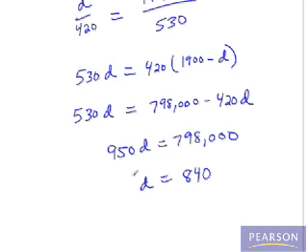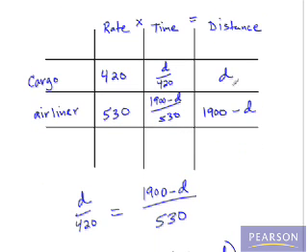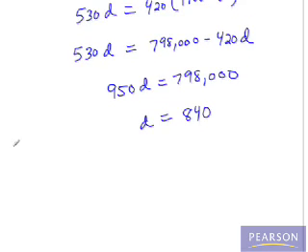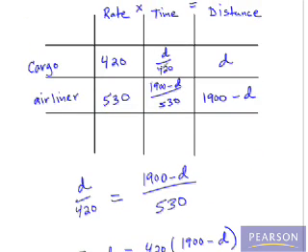Now this is not the answer to the problem. That's the distance traveled by the cargo plane, d. This question would like to know how long it took for the two planes to become 1900 miles apart. So they're looking for the time. So we need to take our d value of 840, and it does not matter if we use this expression or this expression because the time ends up being the same. This one is the easier of the two.